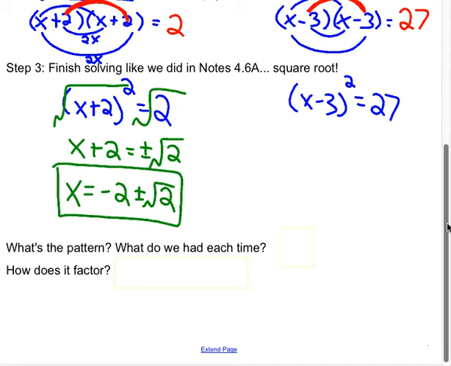So now let's square root both sides. So x minus 3 equals plus or minus square root of 27.